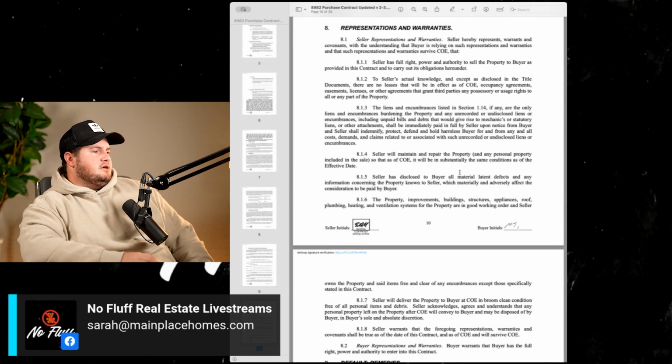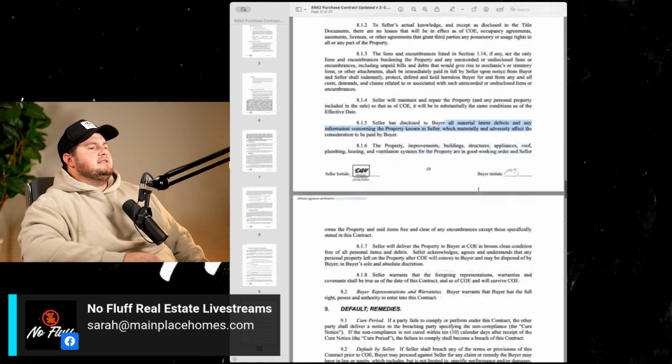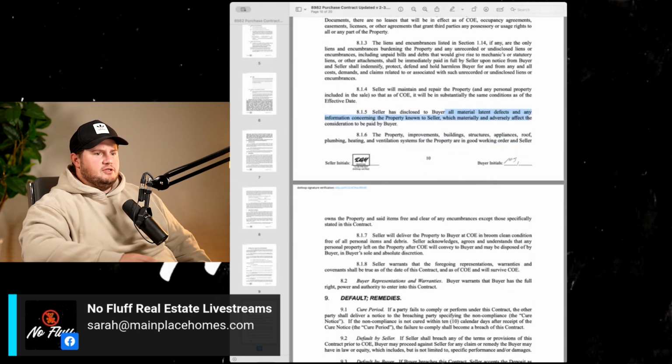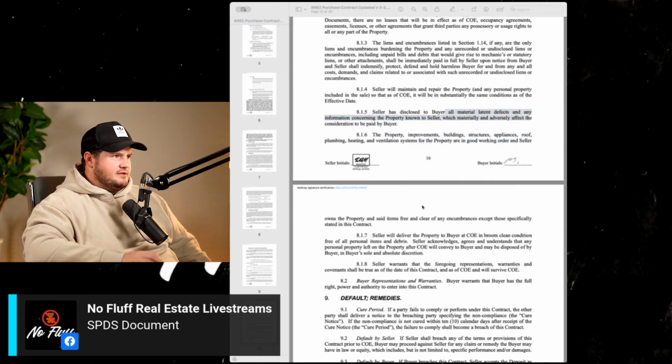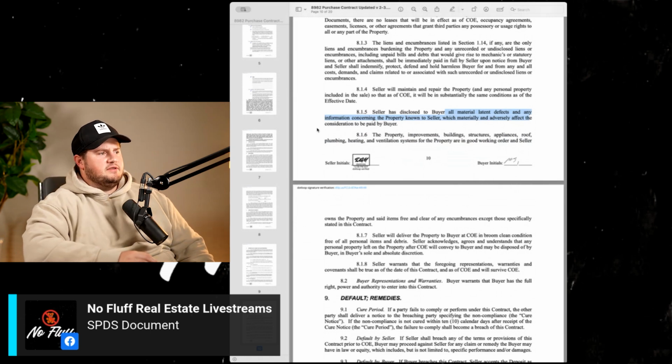The seller has disclosed to buyer all material latent defects. So that's the SPUDS document we talked about above. So the SPUDS, that's the seller property disclosure statement. So you want to ask for that again. Here it is. If you missed that, you want to ask for the SPUDS document.